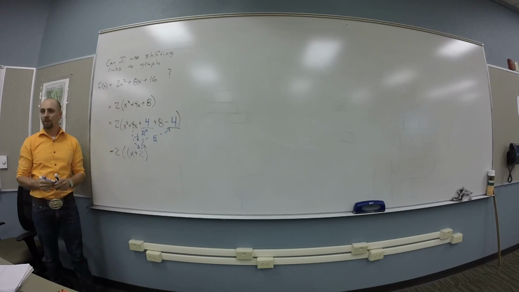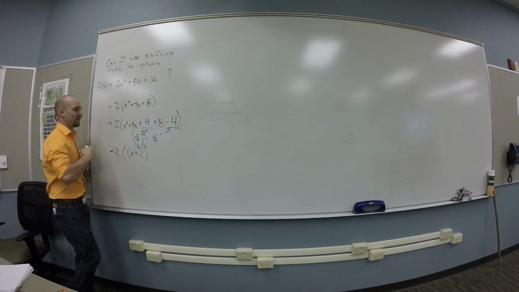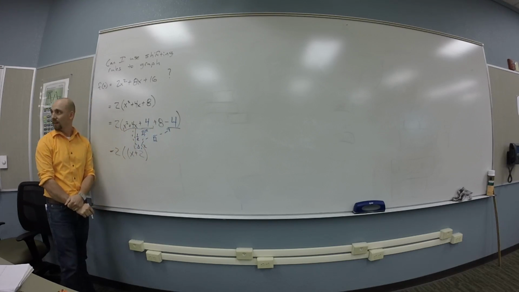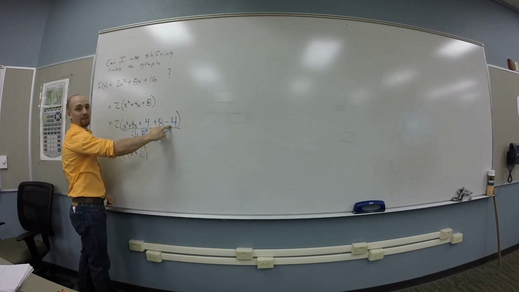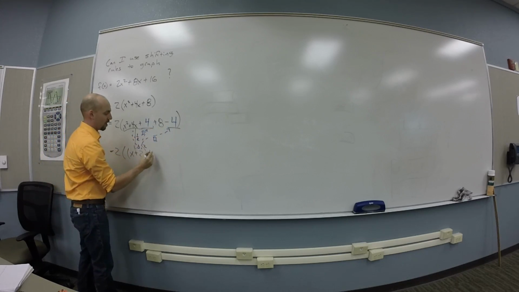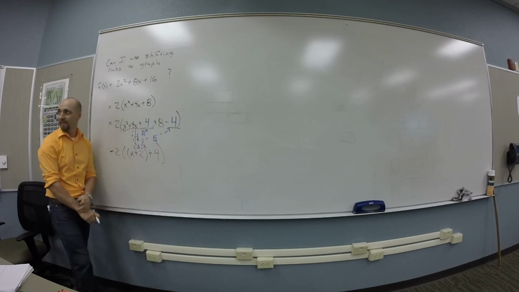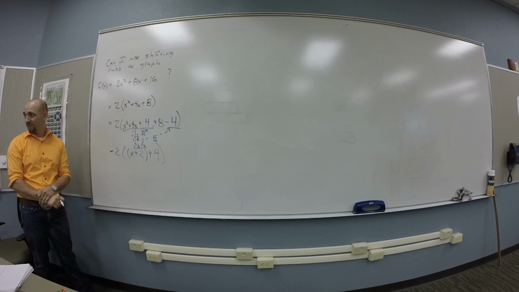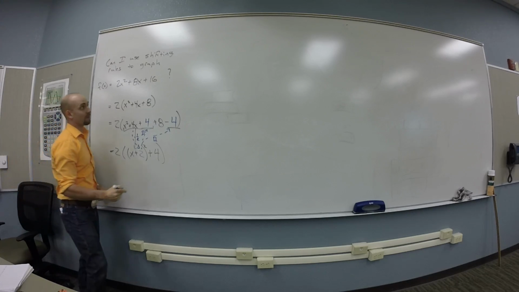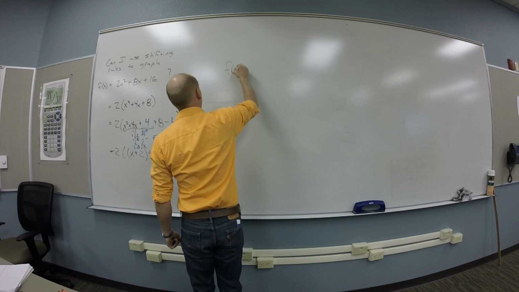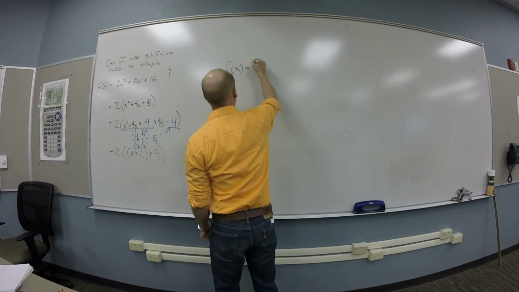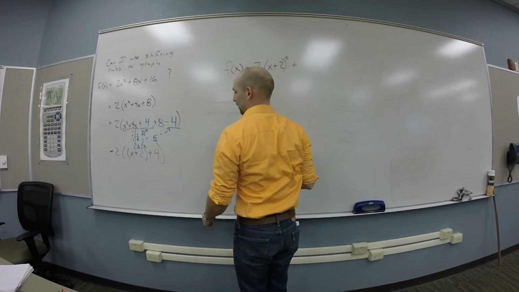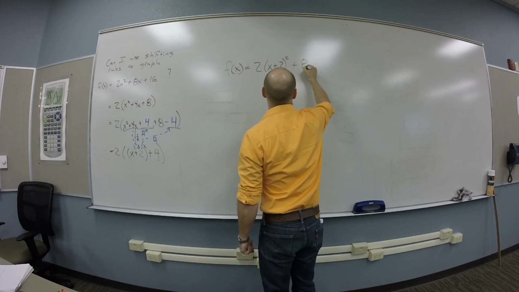Right? So then all of this stuff is in there. Okay. And these two aren't. So I've got a plus 4 left over. And then I can distribute my multiply by 2. So I can find out that f of x is twice x plus 2 squared plus 8.